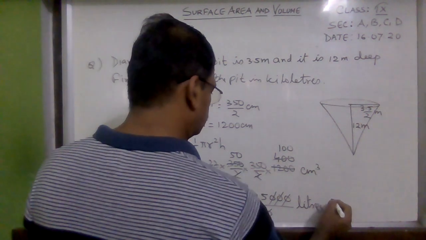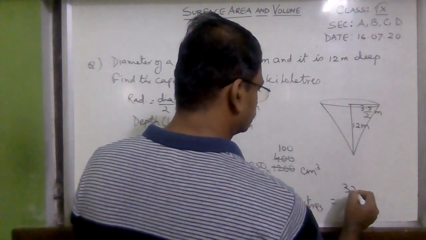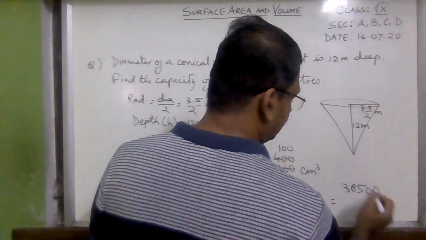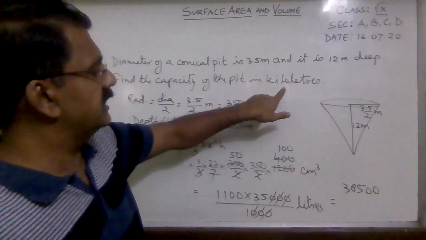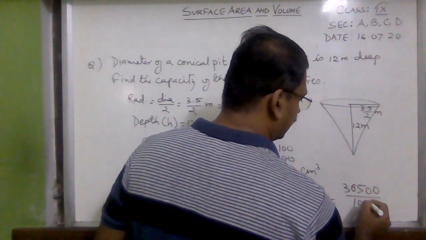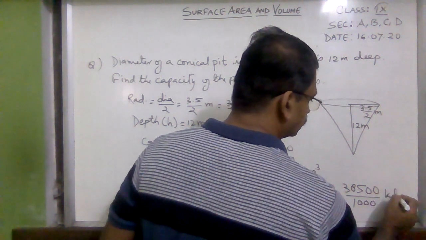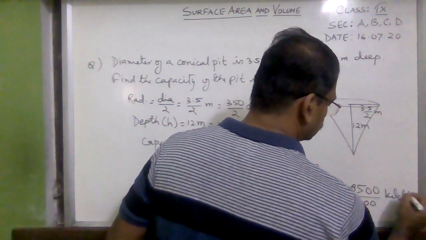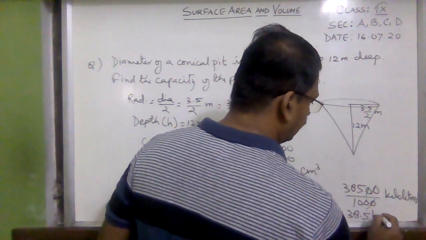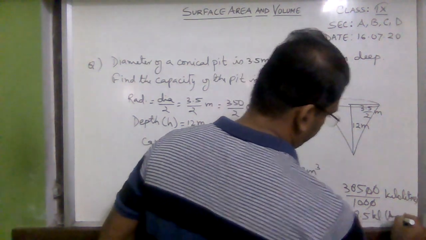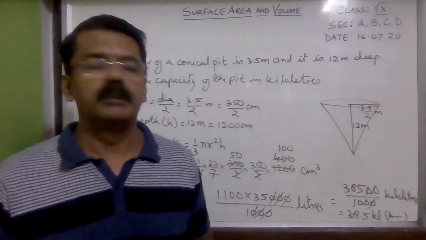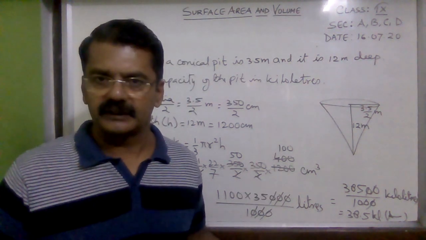So it is equal to 38500 liters. But now the question is that we have to give the answer in kiloliters, means we have to divide it by 1000 again. So 38.5 kiloliter. That is your answer. The capacity of that conical pit will be 38.5 kiloliter. Okay.